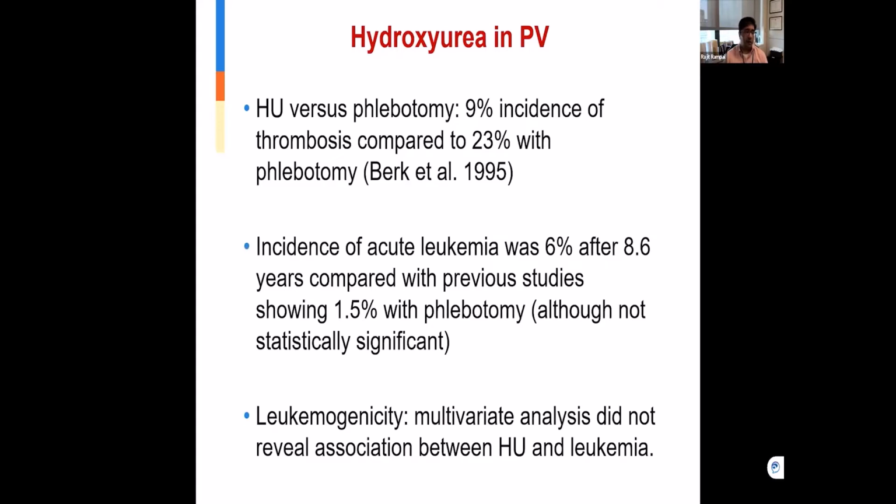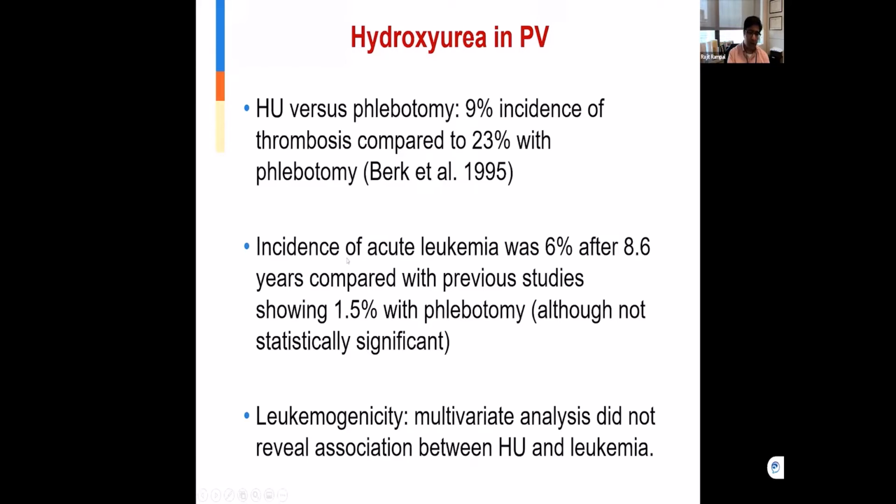Now, in terms of the arsenal of drugs that we use, it's very much the same as what I've talked about in ET. So we have hydroxyurea, and hydroxyurea was studied versus phlebotomy in a retrospective manner, and there was more thrombosis observed in patients who got phlebotomy versus those who got hydroxyurea. And this is a study from the dark ages of 1995.